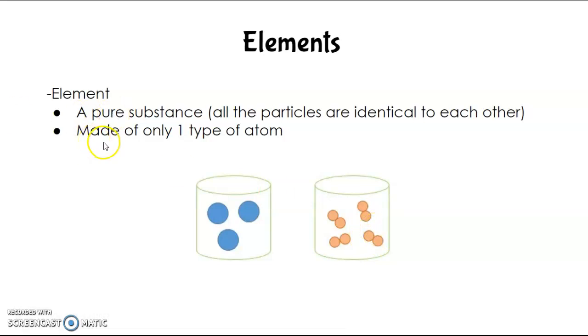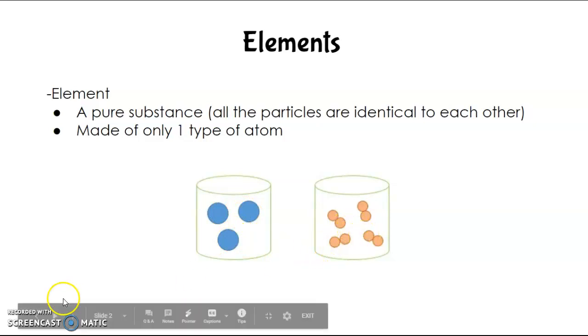An element also should be made of only one type of atom. That you can see here, right? Like there's only blue atoms. And here too, there's only orange atoms.